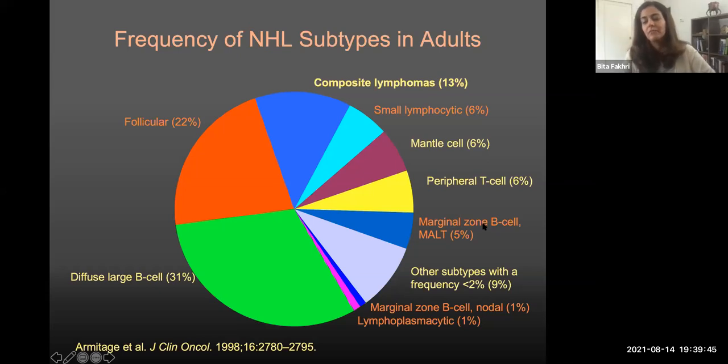So there are three types of marginal zone lymphoma. There is the nodal type, about 1%. And then you also have extranodal and splenic marginal zone lymphoma, about 5%. And then about 1% is lymphoplasmacytic lymphoma, or Waldenstrom.